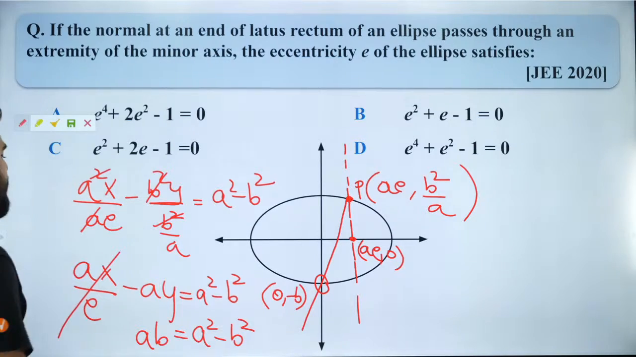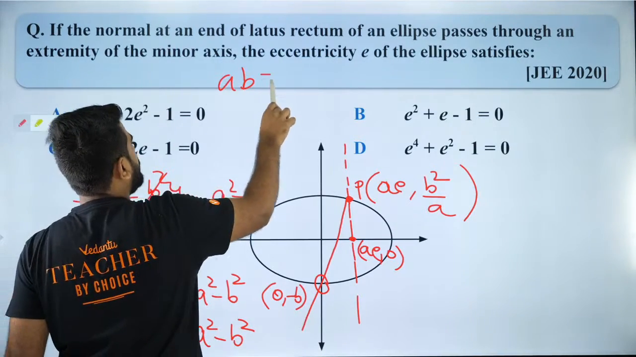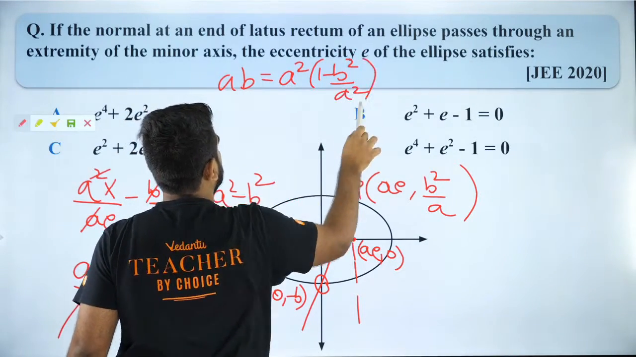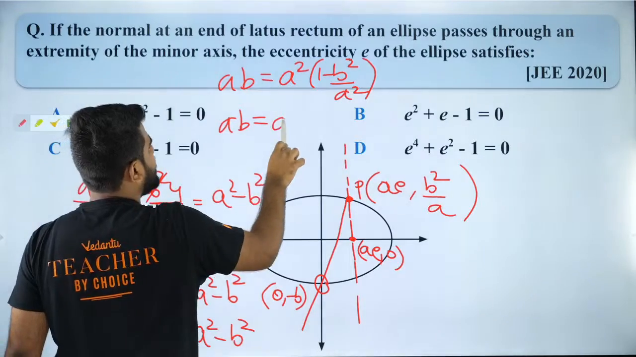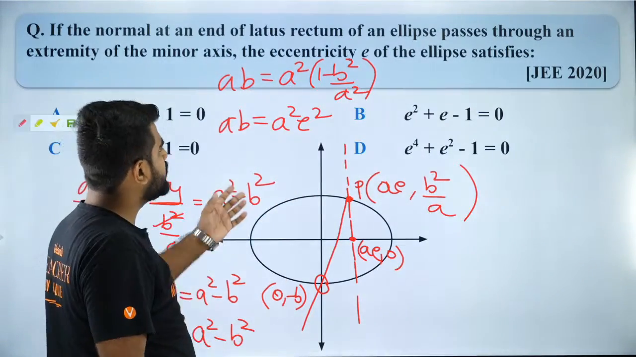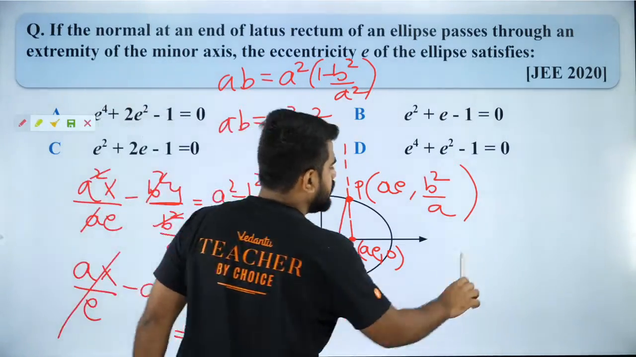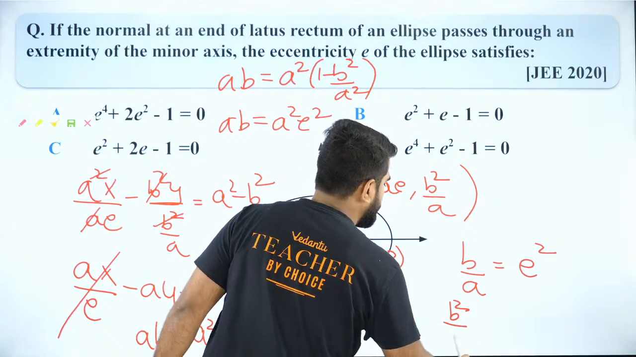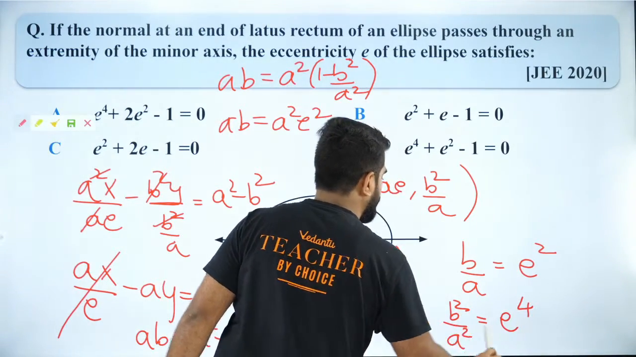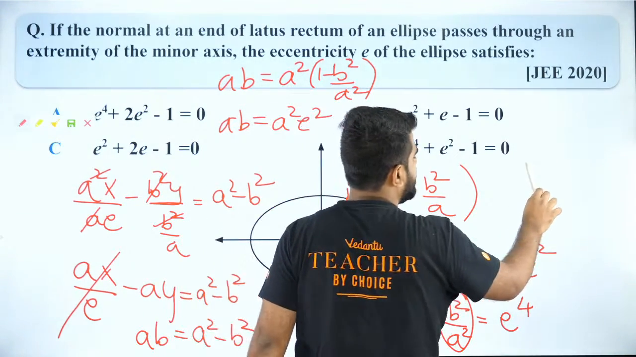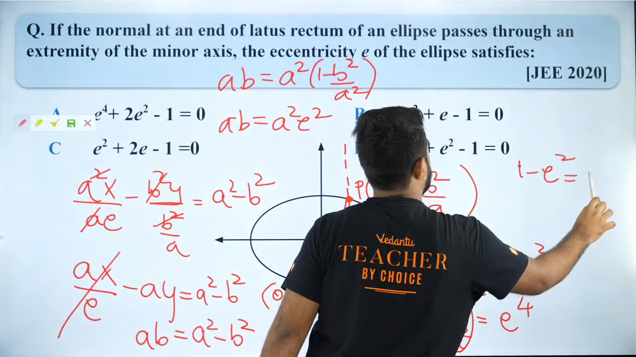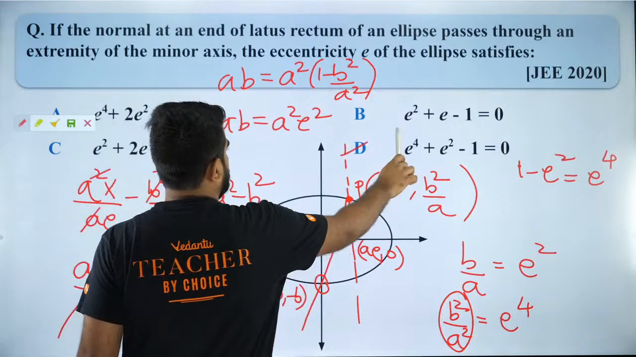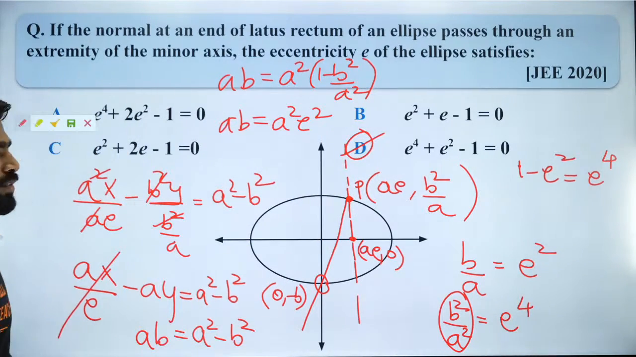So I will get AB is equal to A square into 1 minus B square by A square. So I'll get AB is equal to A square E square. So now let's bring A square down. So you'll get B by A is equal to E square. Let's square it. I'll get B square by A square is equal to E power 4. What is B square by A square? It is nothing but 1 minus E square. That is equal to E power 4. So that's the answer. So I think D is correct, no? I think D is correct.